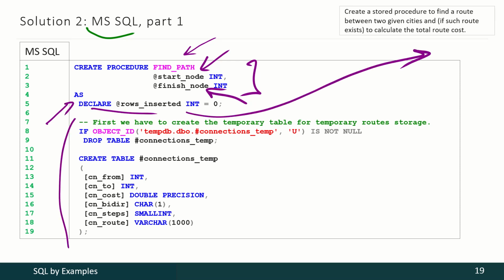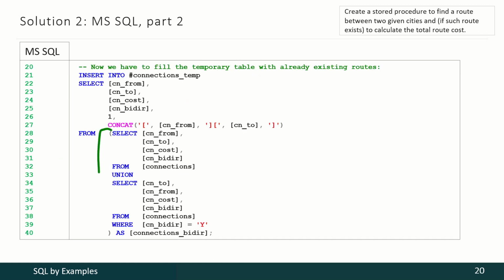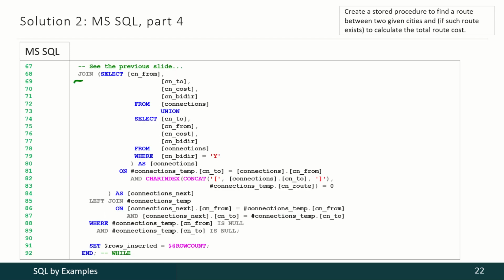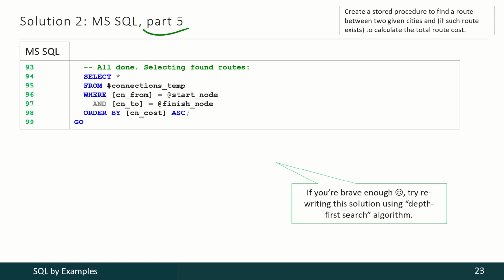Then we have to drop and create our temporary table to store all routes. Then we have to copy all existing routes into our temporary table. And then we have to start the loop following the same exact approach as we've seen with MySQL. And here in this part the approach is once again exactly the same as for MySQL. And this final step is once again exactly the same as for MySQL. We only have to select corresponding routes from the table containing all possible routes.